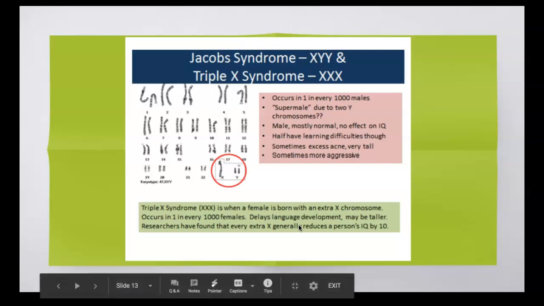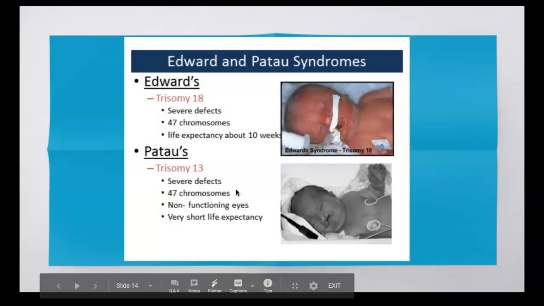There might be language development delays. They might be a little bit taller and reduces their IQ, but just a little bit. So again, 1 in 1,000 females could be born with this. So a little bit more common than the last one that we talked about.